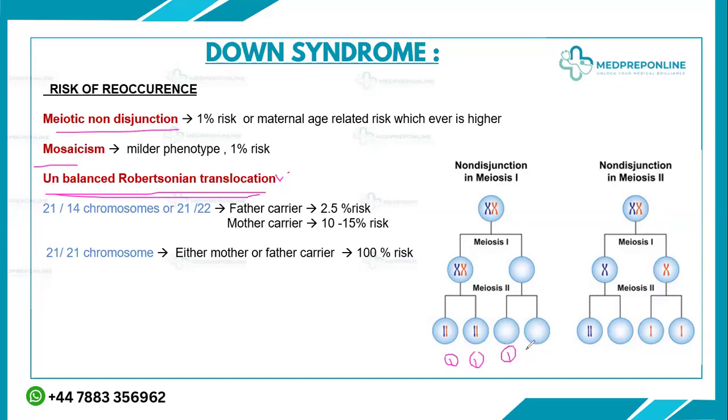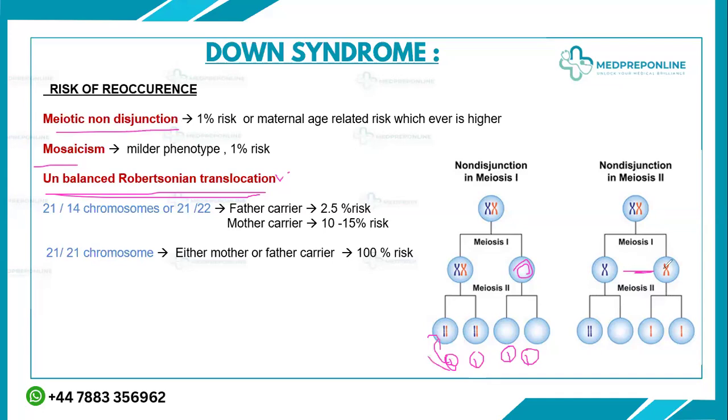Now if at any step there is non-disjunction, that means they are not dividing into two just like this, so what will happen is there will be an empty one over here, and there will be 2 chromosomes in each of the others. When they fertilize with 1 chromosome, they will make 3 copies and result in Down syndrome. This is known as non-disjunction.